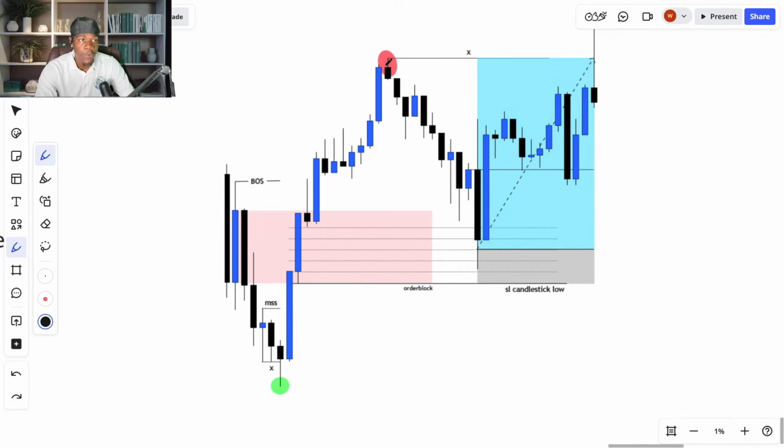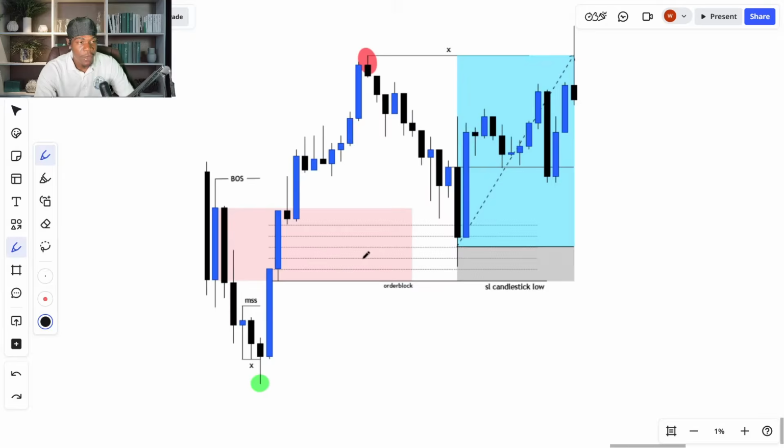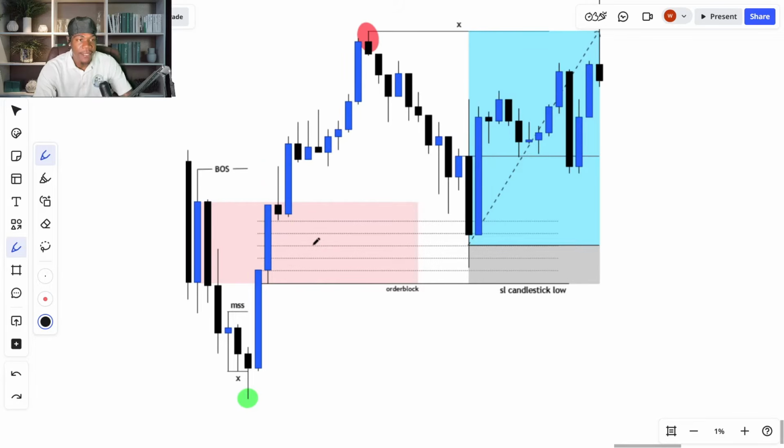Like the first rule of trading is buy low, right? Buy low and sell high, right? That's like a quick rule in trading. You buy low and you sell high. So as you can see right here, like we stated, the fair value gap is the magnet of the market. As you can see, price left this fair value gap from this open to this close right here.